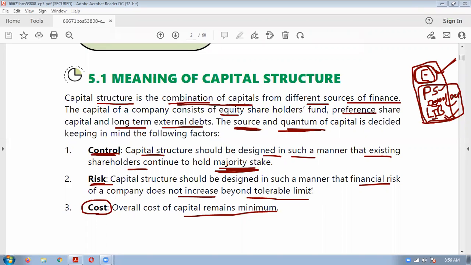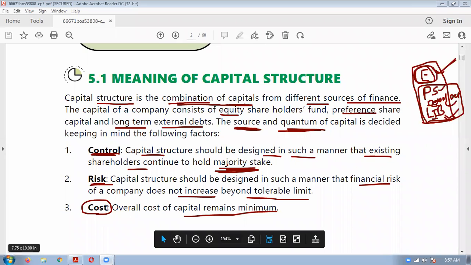So if the company wants to reduce the cost of capital, then it will go for other types of finance: preference, debentures, borrowings, etc. Then it will try to reduce its equity in the capital structure because equity is the costly source of finance. Note and keep, it is a very important point. So these are some factors which the company should keep in mind before deciding on its source of capital and how much it has to raise from different sources. That is control, risk, and cost.